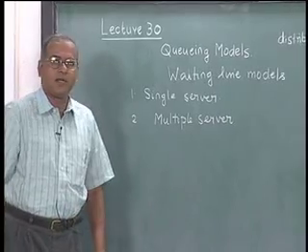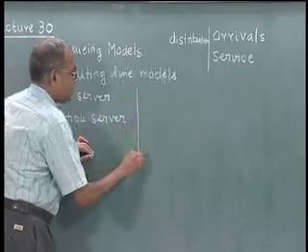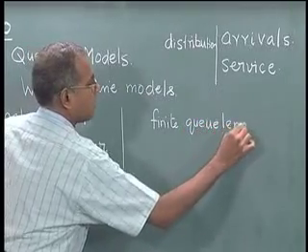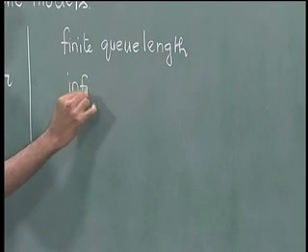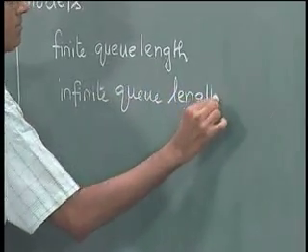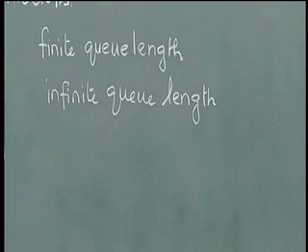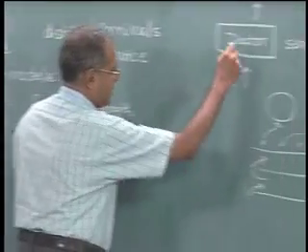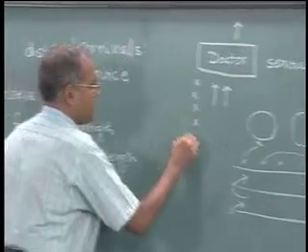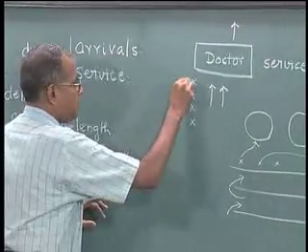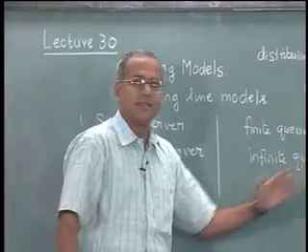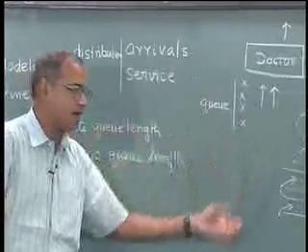Within these single server and multiple server, there are two categories. One is called a finite queue length and infinite queue length. The infinite queue length model assumes that every person who comes joins the line. For example, if already 3 people are waiting for the doctor, the 4th person will join the line and so on. There is no restriction on the number of people who are actually waiting, or on the length of the queue. So, the queue length can theoretically be infinite. So, it can go on and on and on.